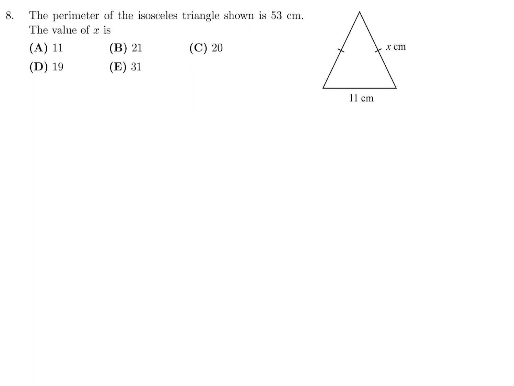The perimeter of the isosceles triangle shown is 53. The value of x is. So the perimeter is 53. So if this is x and this is isosceles based on the question, then that's x also. So we have 2x plus 11 is equal to 53. So therefore 2x is equal to 42, and therefore x is equal to 21. So number 8, the answer is B.